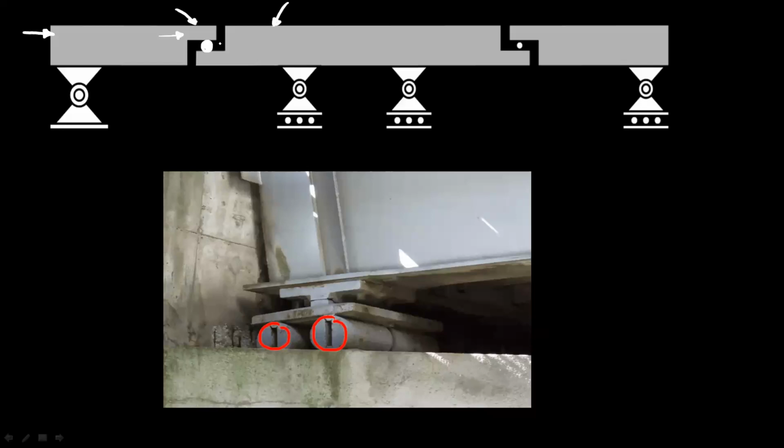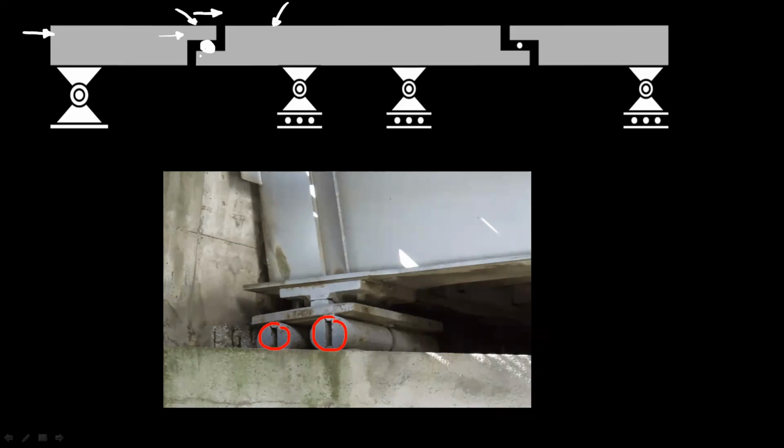And due to this expansion, this complete member will move in this direction. So in order to allow this free movement, it is supported with the help of the roller support. Because roller support can allow the free movement in the horizontal direction.